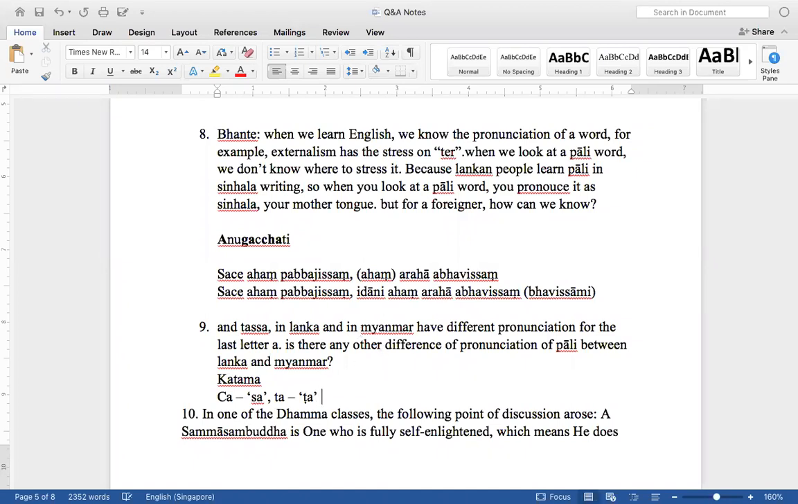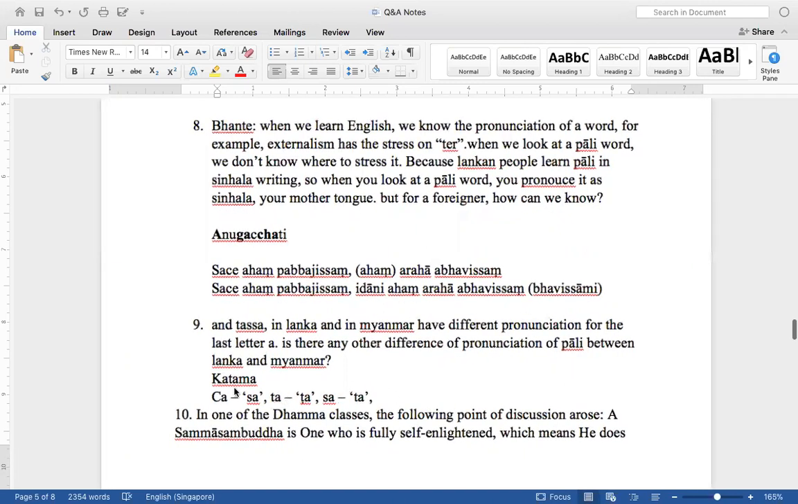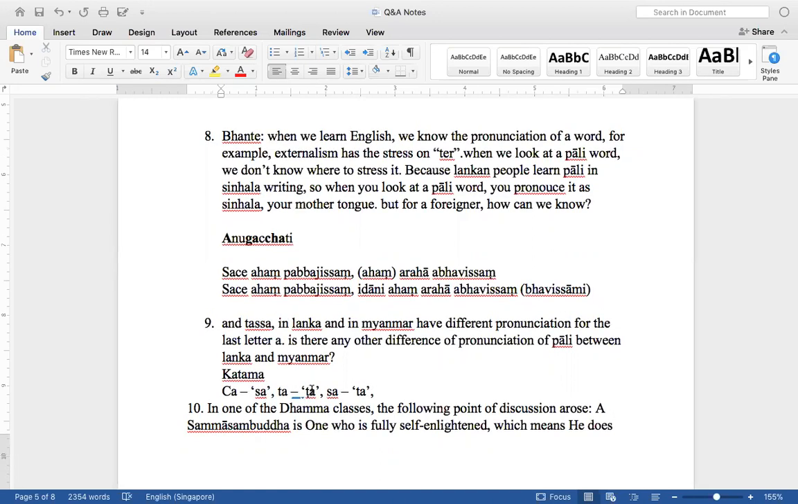Then we also have a difference in the sa. Sa is pronounced as ta in Myanmar. Here we touch the teeth with an aspirated sound, and Myanmar also touches the teeth, but we don't hear the aspiration, the breath coming out, though it is the same place of articulation. So cha is pronounced as sa, ta as ta, and then sa as ta. These are different from each other. There are differences in other letters too, but these letters are very distinct.